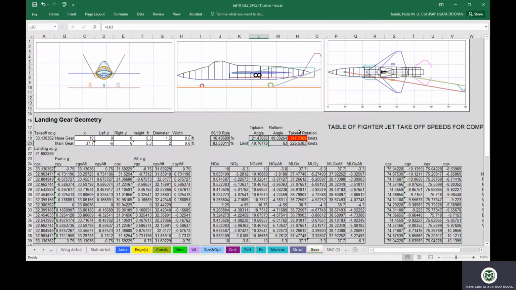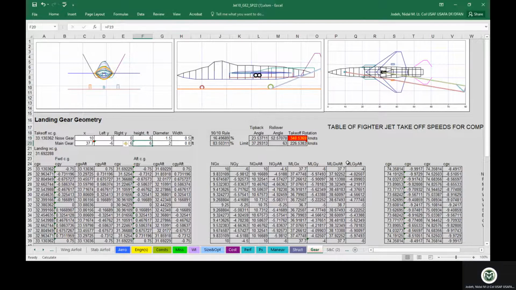Go to the landing gear tab. According to this, I need 347 knots of takeoff speed. That's going almost Mach 0.35 down the runway. That is unacceptable. A general rule of thumb is stay under 200 knots for your class. So what can you do? Well, we can adjust the height. Let's see what that does. Let's put the height of the landing gear at 5 or 6.